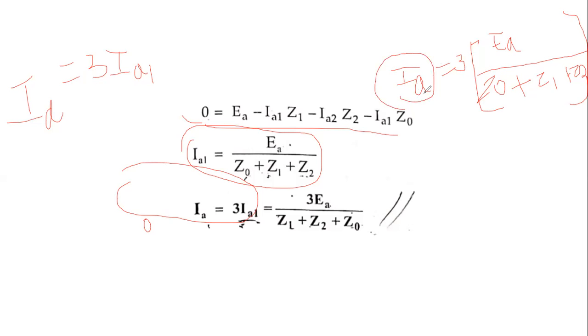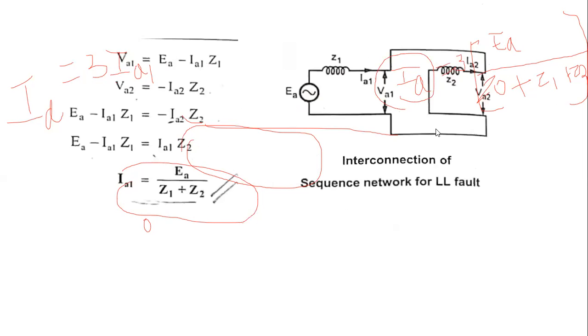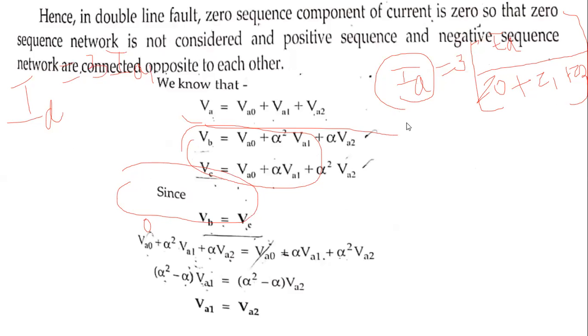Okay, what is the fault current? That is IA is equal to 3 into IA1. Therefore, what is the formula for IA1? IA1 is equal to EA by Z0 plus Z1 plus Z2, so IA is 3 into EA by Z0 plus Z1 plus Z2. Okay, remember this formula.